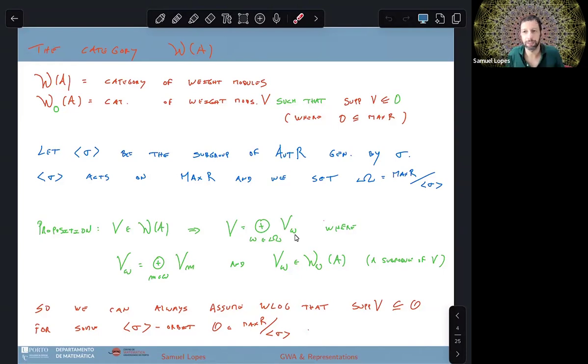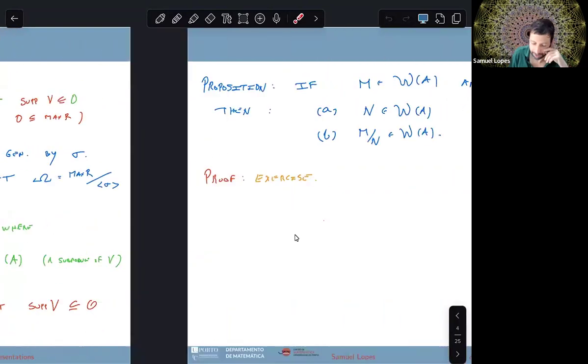I mean, this is the same as saying that the category of weight modules is the direct product of the categories of these weight modules where O is an orbit. Okay, that's all we're saying. So if this confuses you, don't worry too much. Just think that we're going to focus on weight modules whose support is in a certain orbit, and that we lose nothing by doing so. You can think about this later if you want.